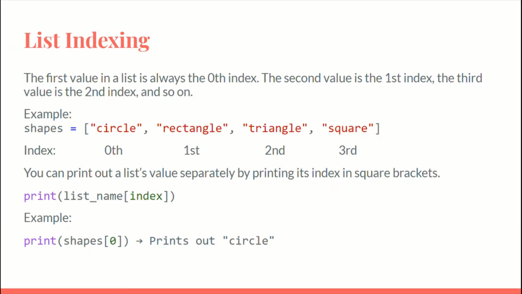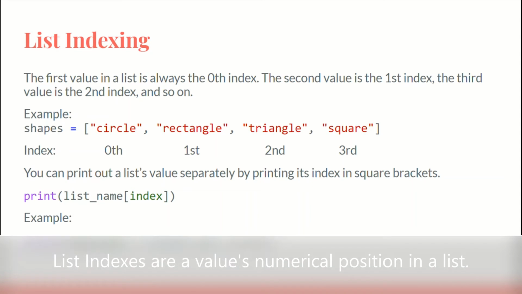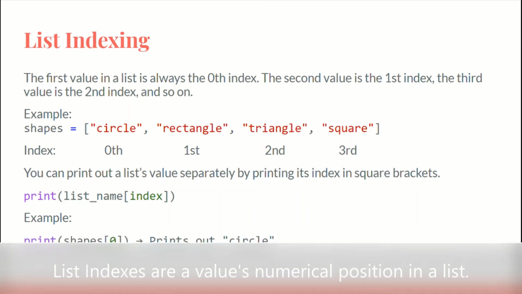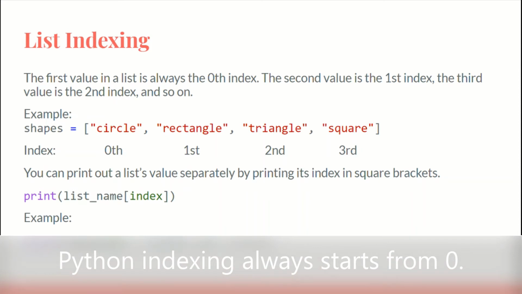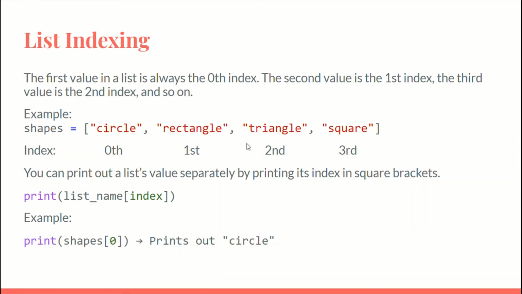What are list indexes? List indexes are the numerical values for all the values in a list. The first value in a list is always the 0th index. The second value is the first index, the third value is the second index, and so on.